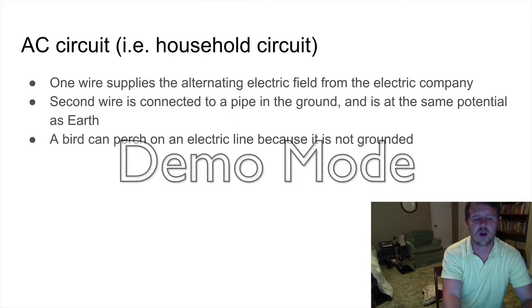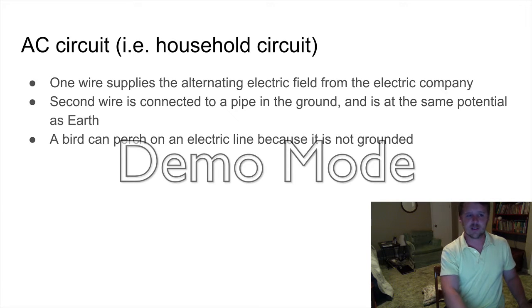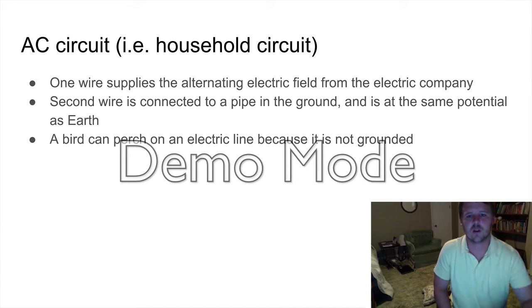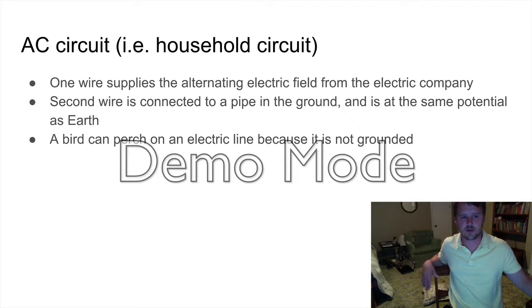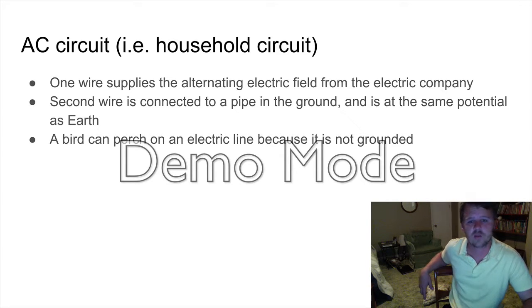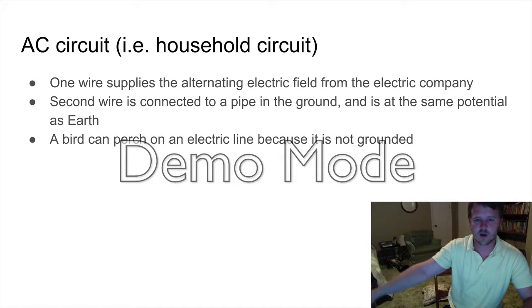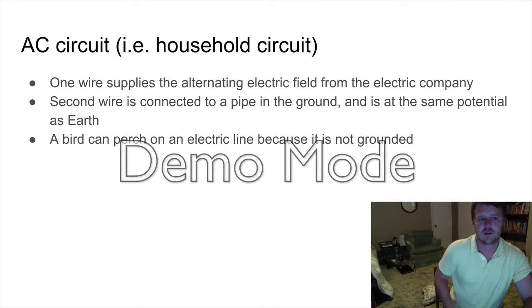So now we just went over DC. Let's look at AC, an AC circuit. For instance, a household circuit. One wire supplies the alternating electric field from the electric company. A second wire is connected to a pipe in the ground and is at the same potential as Earth. So what happens is, when there's a short in the wire, instead of the charge going to you, it's rerouted to that grounded wire and goes into the ground. So AC would still work without a ground, but it's against building codes nowadays to build a house without a ground.